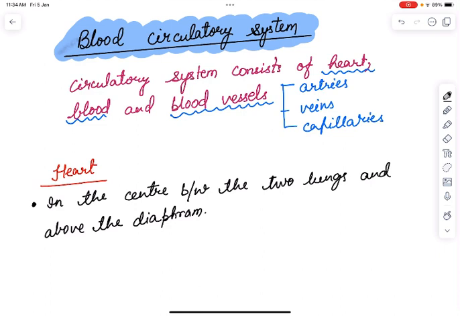The size of the heart will be about 12 centimeters. It is about the size of our fist.